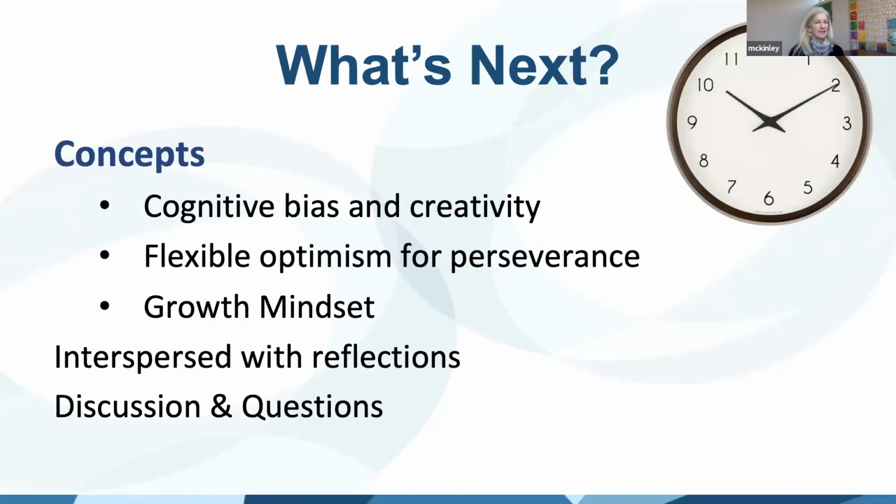So what's next is, now I'm going to go through 3 different concepts. I'm going to spend the most time on flexible optimism for perseverance. But I'm going to spend a little bit of time right now on cognitive bias and creativity. And then at the end, I'll talk a little bit about growth mindset, which is a way of thinking about learning and understanding stuff that builds on flexible optimism. And so that's why I'm going to spend the most time on that. And then we'll do these reflections and we'll have some time for discussion and questions at the end.